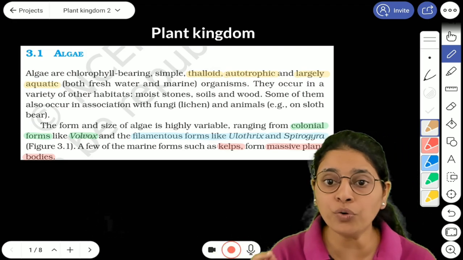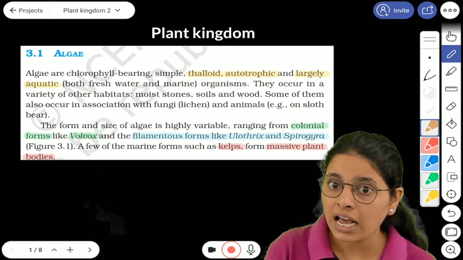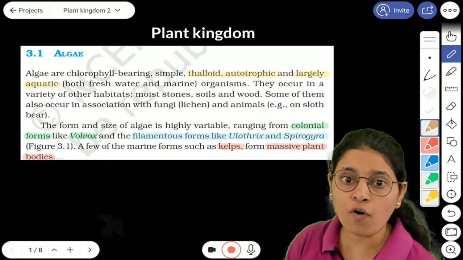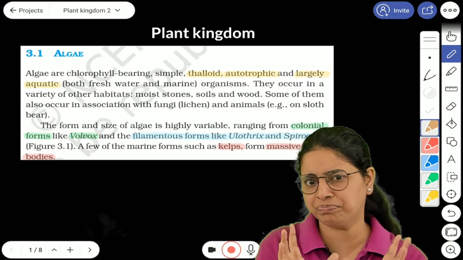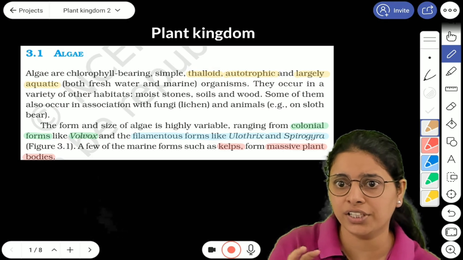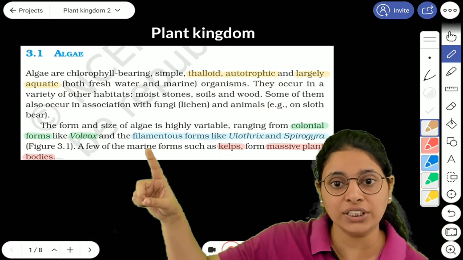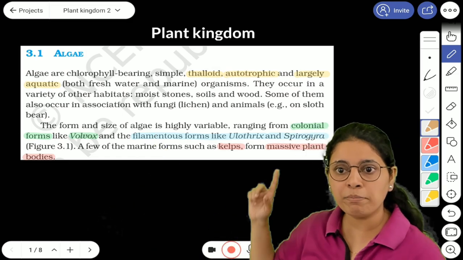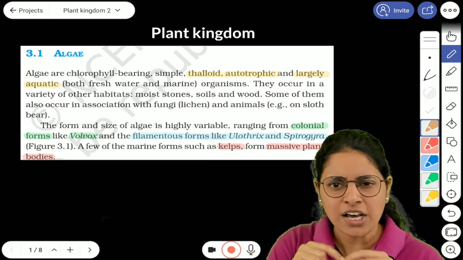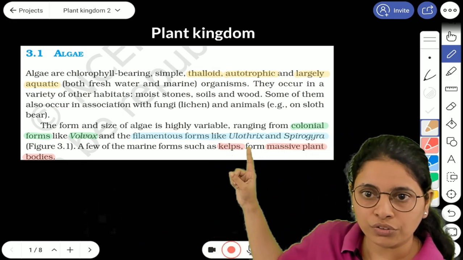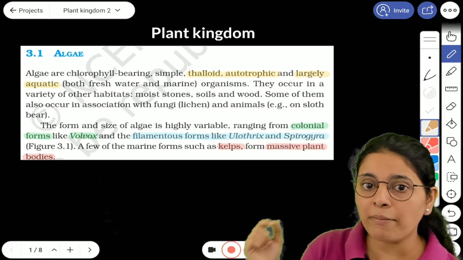You have some unicellular algae like Chlamydomonas and Chlorella, right? Then you have some colonial forms of algae. The parental colony and the small daughter colonies live like a large spherical structure here called colonial form, which is Volvox, right? The species is Volvox. Super important example, colonial forms like Volvox. Next, you have some filamentous forms, thread-like structures called Ulothrix and Spirogyra, right? Ulothrix and Spirogyra, these are filamentous algae.